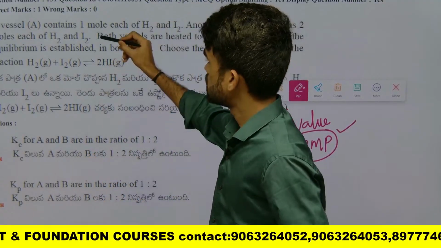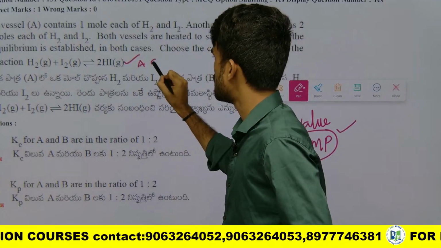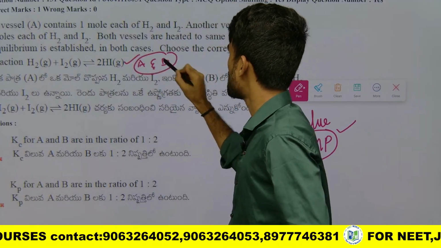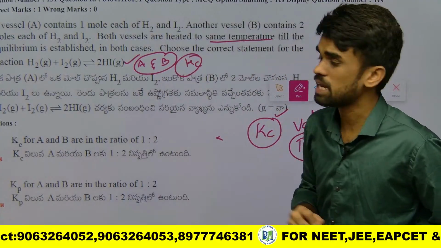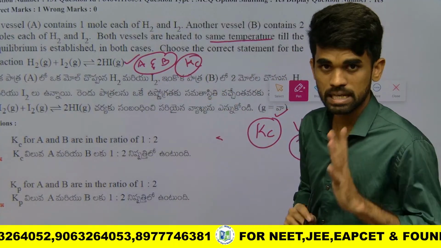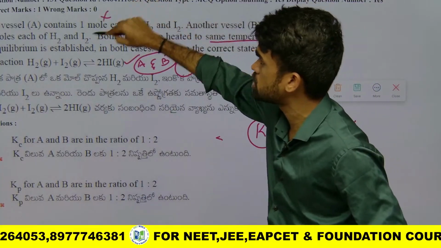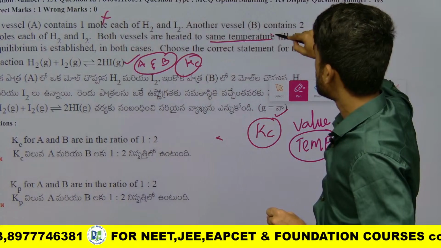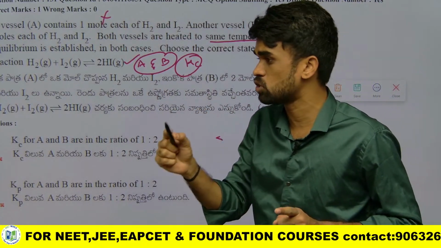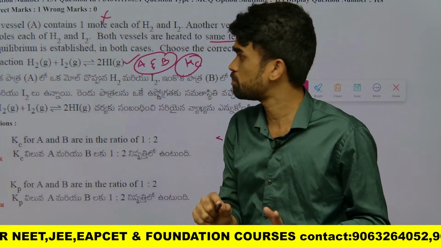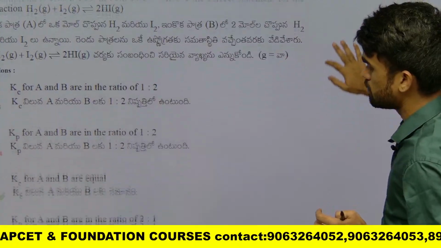So the equilibrium established in the first case, in container A and container B, will have the same Kc value, because their temperature is the same at equilibrium. Hope it is clear: the value of Kc does not depend upon the concentration, it depends only upon the temperature. If the temperature is different, the value of Kc is also different. That is the effect of temperature on the equilibrium constant. So Kc will remain the same in both cases.